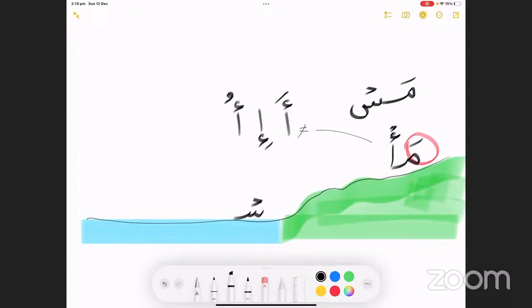But please try to understand. Seen here is not sa. It is not sa. It is not si. It is not su. It is just the sound. Okay? Meem, fatha, seen, sukun, mas. You guys following this? All right.